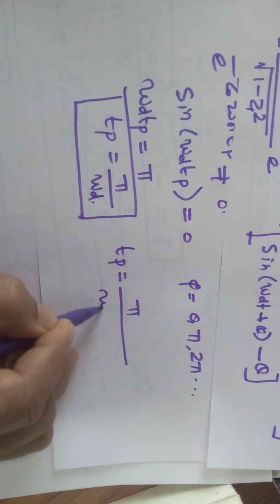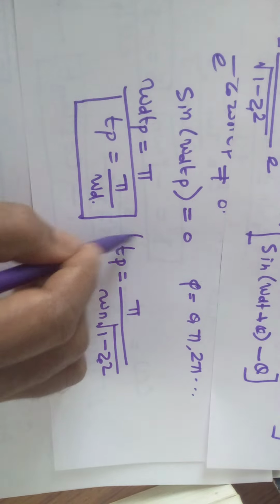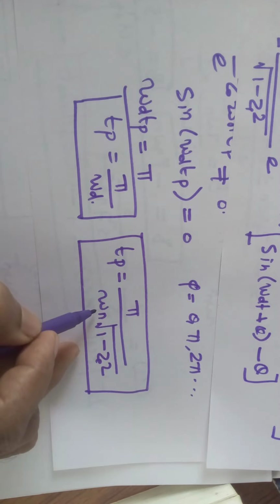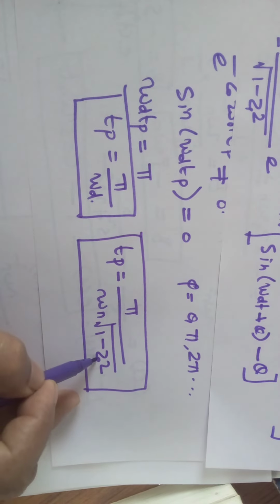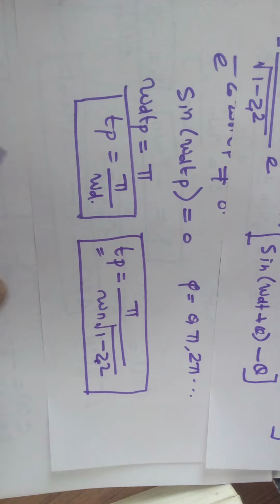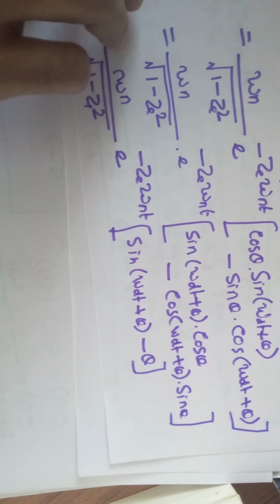Divided by omega n into square root of 1 minus zeta square. So if you know the undamped natural frequency and the damping ratio, you can calculate this value of omega d. That's the meaning. Understood? So now let us see the derivation for peak overshoot.